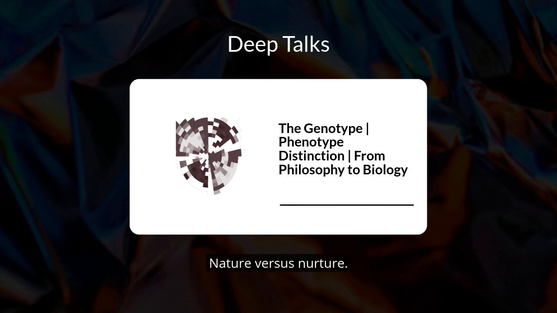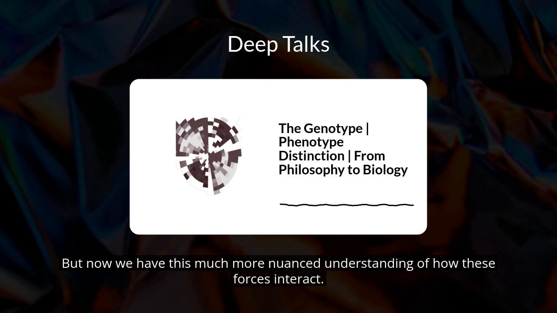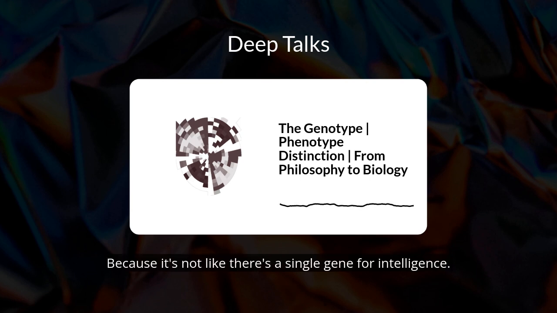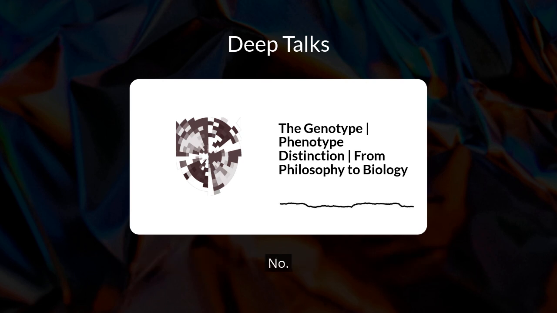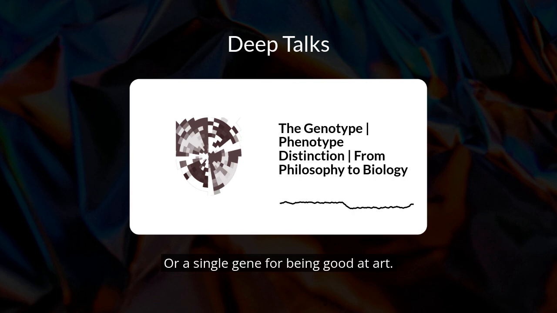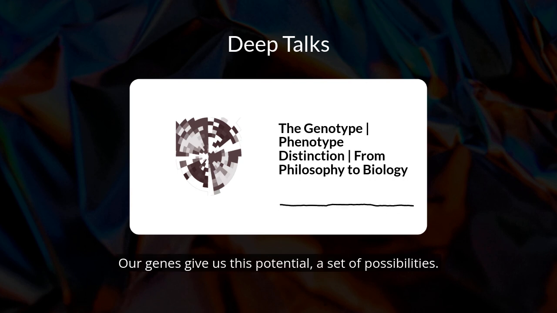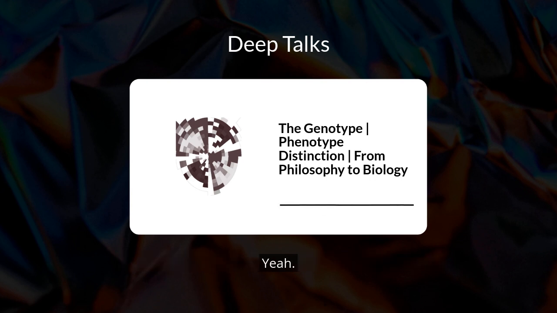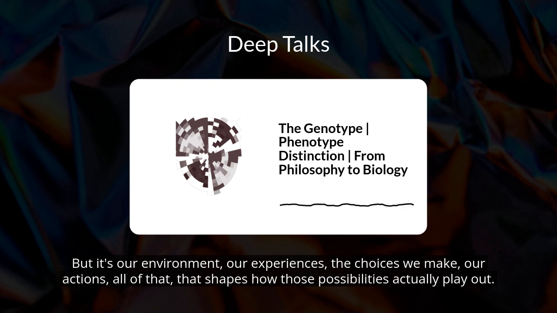Nature versus nurture. That age-old debate. Yeah, but now we have a much more nuanced understanding of how these forces interact. Right, because it's not like there's a single gene for intelligence or a single gene for being good at art. Exactly. So it's more than just our genes, right? It is. Our genes give us this potential, a set of possibilities. But it's our environment, our experiences, the choices we make, our actions, all of that shapes how those possibilities actually play out.